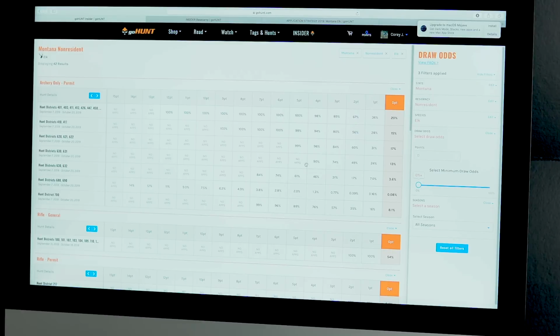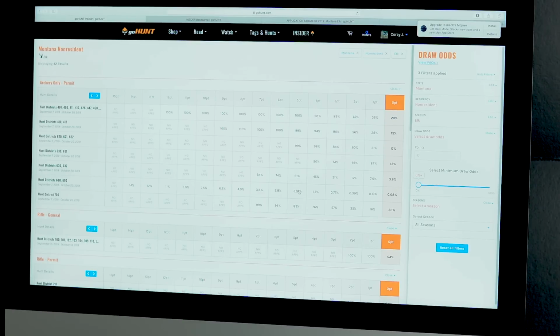So if we just look at archery and we look at 0 points, there are 7 units that are archery only special permits in Montana. And they range from 0.08% draw odds up to 20% draw odds with 0 points. As you get up to, let's say, 5 points, you've got 3 of them here at 99 to 100%, another one at 89, one of them at 2%, and another one at 61%.